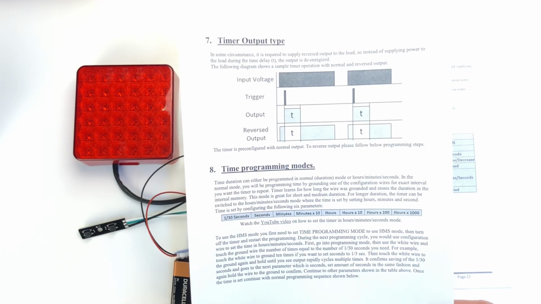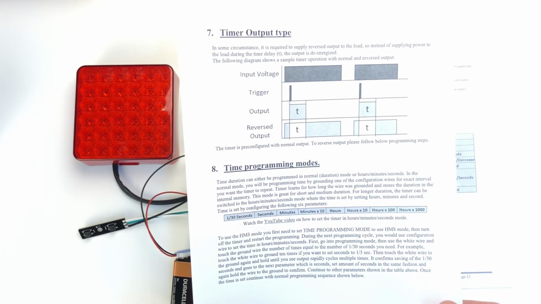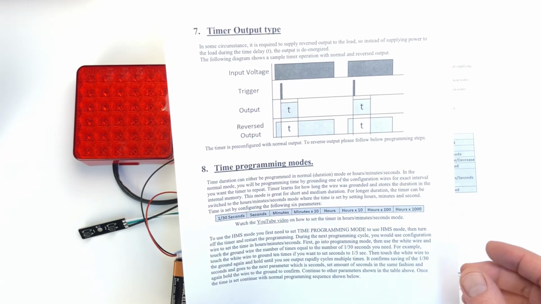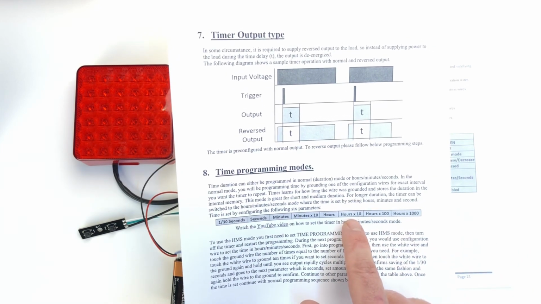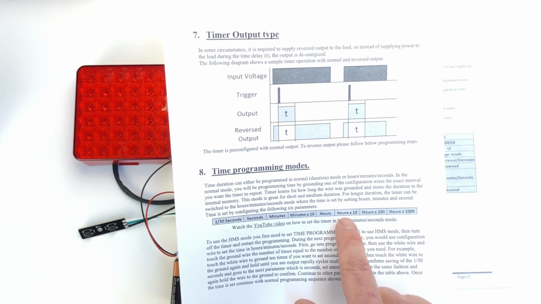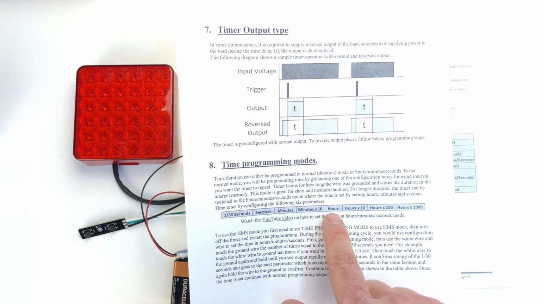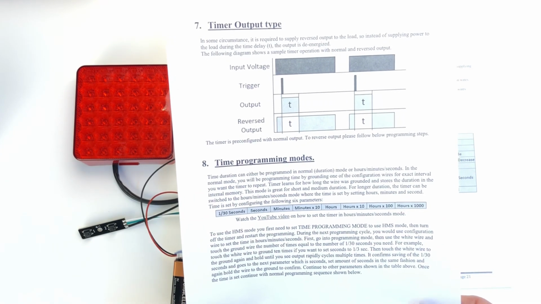So if we want to set the timer to 4 days, then it will be 96 hours. So we would set hours to 6, hours multiplied by 10 to 9, so it will be 90 hours, and hours to 6, and it will sum it up, and it will make a total of 96 hours.